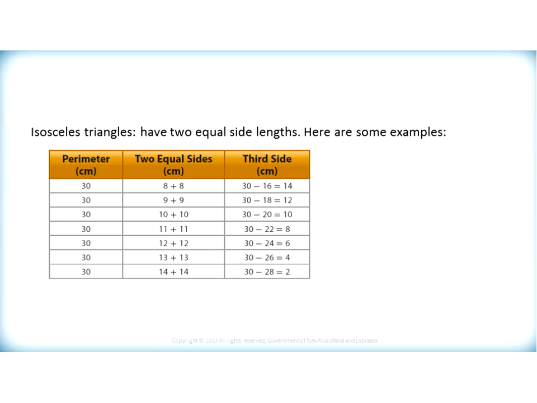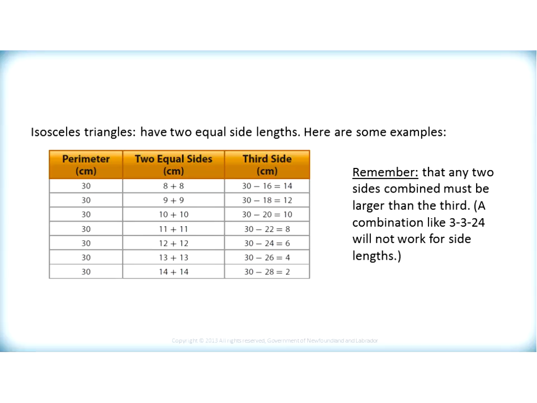There's one key point to note here, and that's that any 2 sides combined must be larger than the third. Okay, so if we add any 2 sides together, we must have the 2 of them added together equal larger than the third side in a triangle.